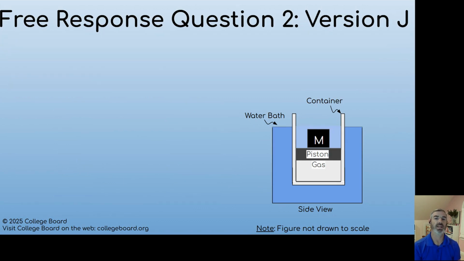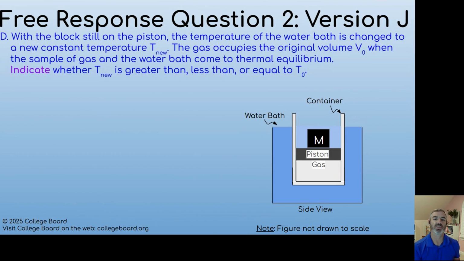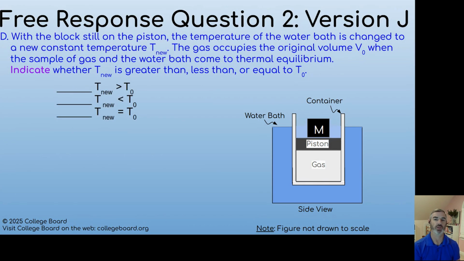Now, part D is asking us, with the block still on top, we now change the temperature of the water bath, which means we're changing the temperature of the gas. And what happens in this process is that the piston moves up so that it ends up back at its original volume. And it's asking us, is the new temperature greater than, less than, or equal to our original temperature? So we need to be able to explain that process.